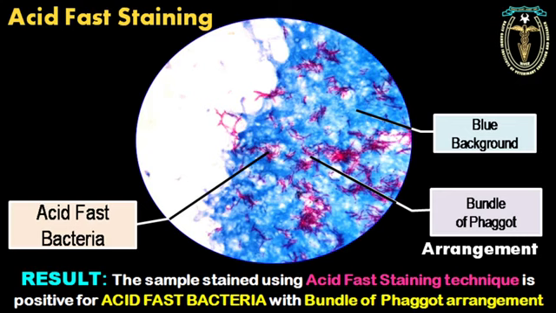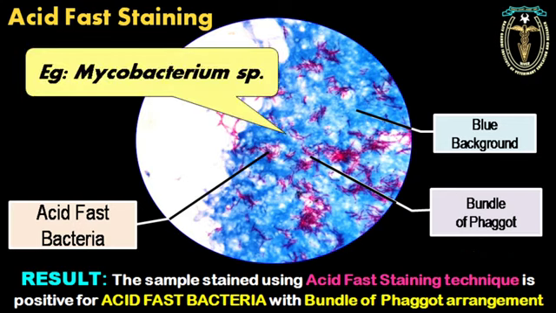So, the result is written as: the smear prepared from the sample, stained using the acid-fast staining technique, is positive for acid-fast bacteria with a bundle of faggot arrangement. An example of such bacteria is the Mycobacterium species, which possesses this type of microscopic feature on the acid-fast staining technique.